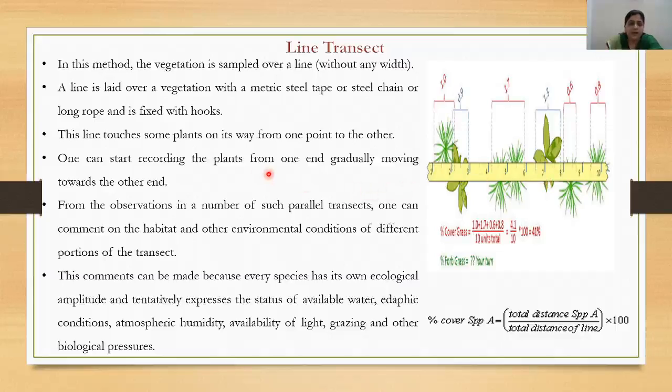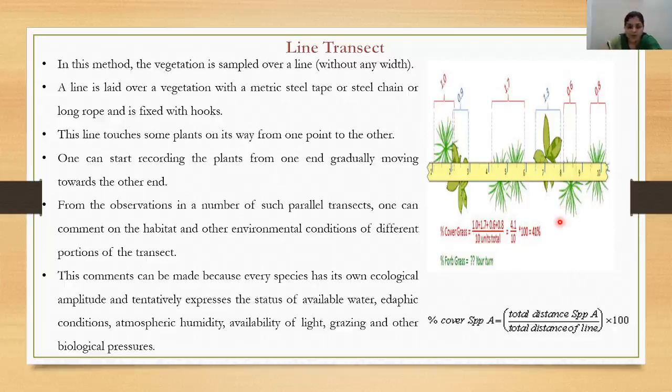While laying down this line, the line touches some plants on its way from one point to the other. So you can see there are certain plants which touch this line from one end to the other end. Then from the observations, in a number of such parallel transects, one can comment on the habitat and other environmental conditions of different portions of the transect. So this is just the one transect that we have made. Similarly, many transects can be laid down parallelly.